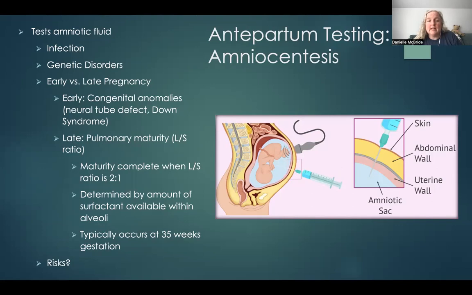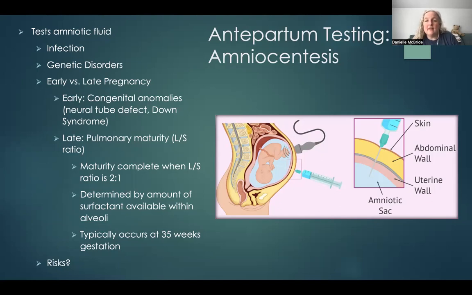Early in pregnancy, they can do this to determine congenital anomalies. So if we have an abnormal alpha fetoprotein, this would be definitive to look for Down syndrome and neural tube defects. Okay. It can also determine other congenital anomalies as well.